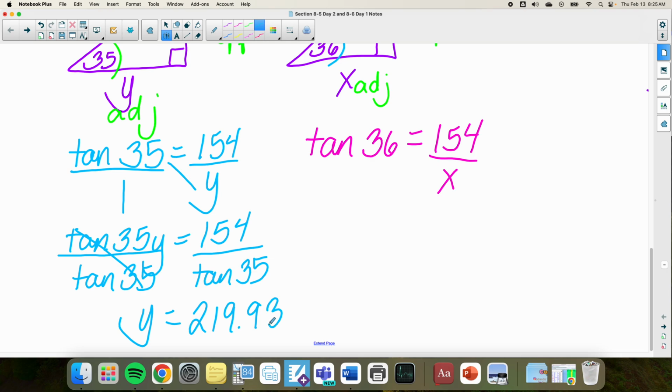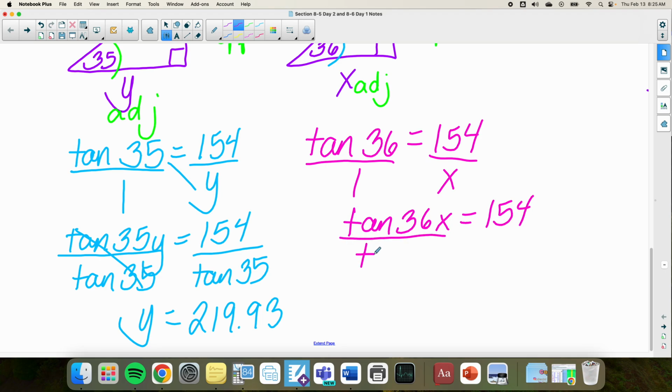Okay. Then I'm going to come over here and do the same thing. So when I do cross products, I'd get tangent 36x equals 154. And I divide by tangent 36.